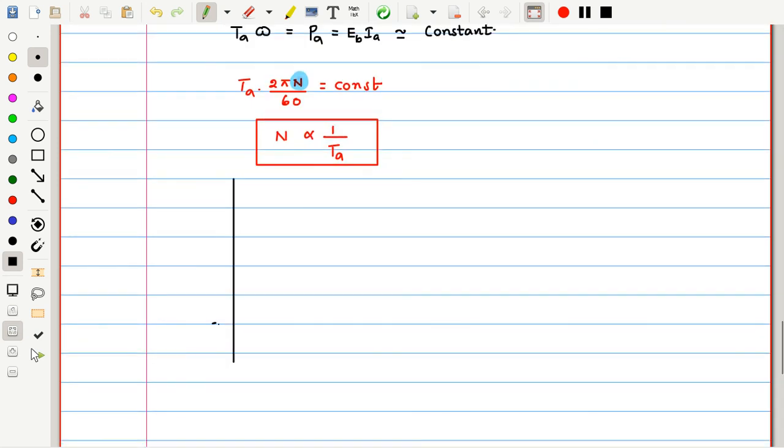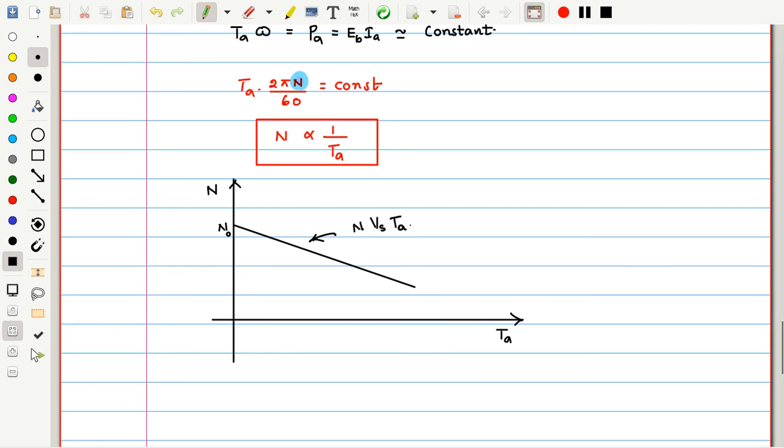Now you can see how it looks. The characteristic of this will be, if I consider this as torque Ta and this as speed N, it is inversely proportional. That means as the torque increases, speed decreases from a certain value like this. So as the current and torque increase, the speed is falling down. This is the no load speed, the initial speed, and it is reducing. This is what we call the speed versus torque characteristics.